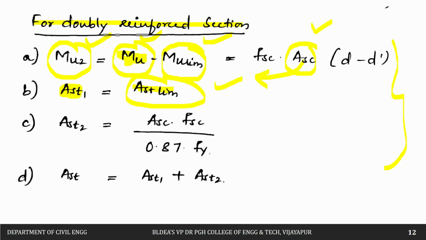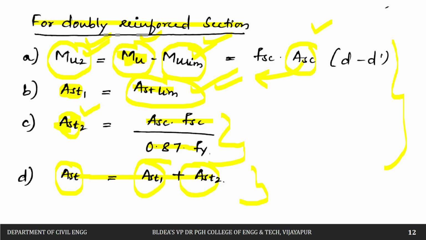ASTLIM is based on this MULIM, we have to calculate this ASTLIM, that is the area of steel required for a balanced section. AST2 is nothing but the additional tensile reinforcement we are going to put due to this MU2. So that will be equal to ASC into FSC divided by 0.87 Fy. Already this also we have seen. So the doubly reinforced section we have designed, same thing we are going to have. Therefore, total area of steel will be equal to AST1 plus AST2.